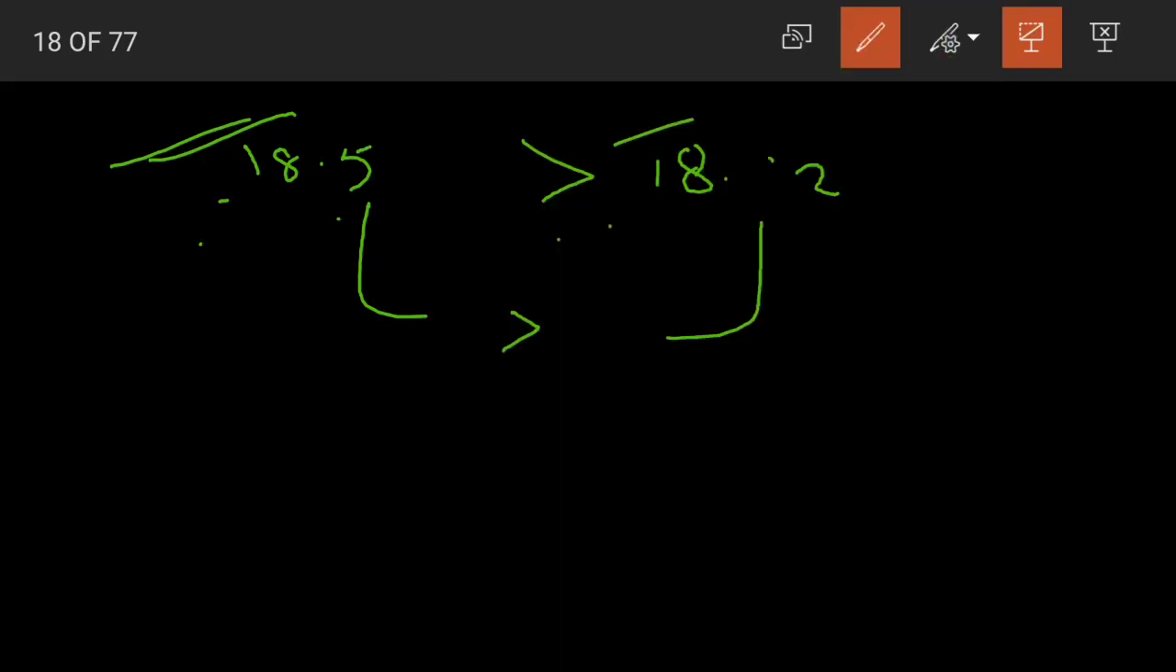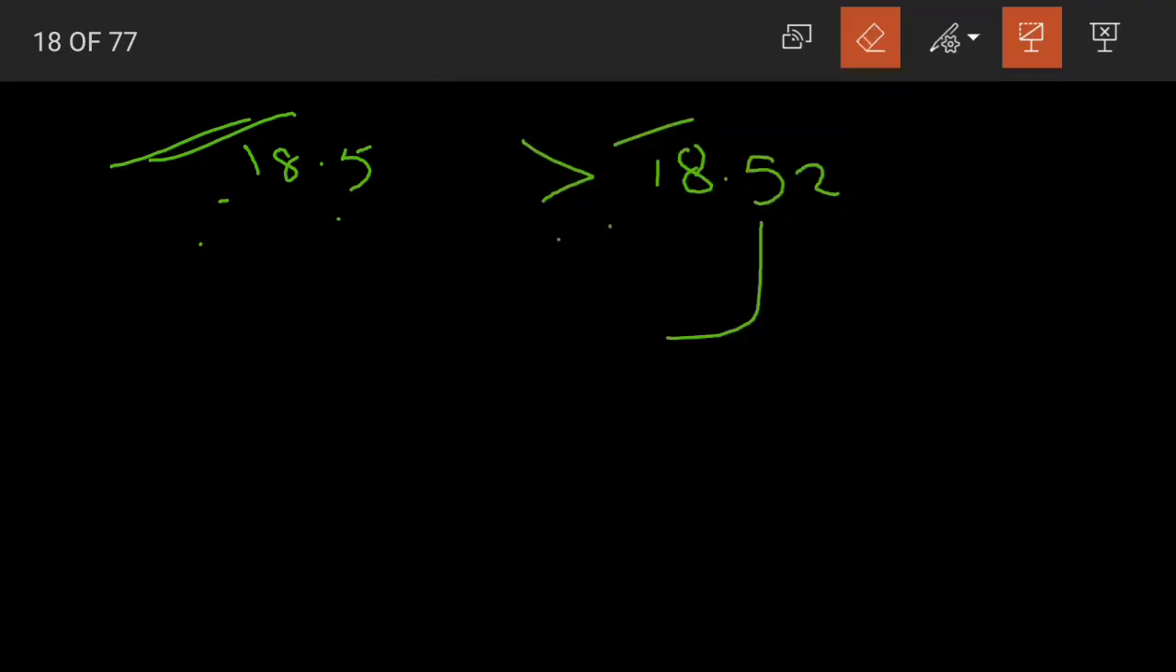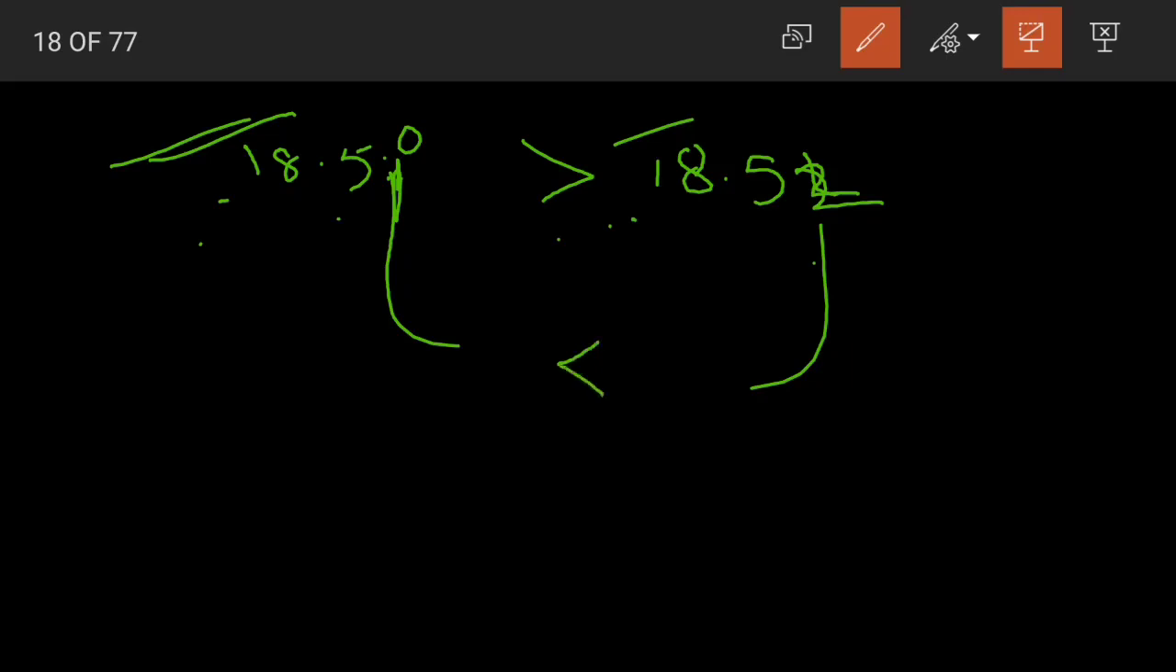What if we have 5 even here? Yes, even the digits in the 1/10 place are the same. Now what will you do? We'll move on to the next place, that is the 100th place. What digit are we having here in the 100th place? Here we are having nothing. Nothing means 0. But in 18.52 we are having 2 in the 100th place. If we compare, 0 is less than 2. So 18.50 is less than 18.52. Understood, children, about the comparison of decimals?